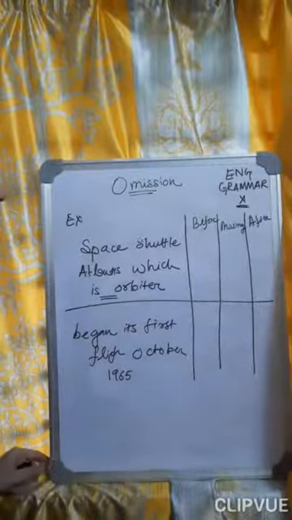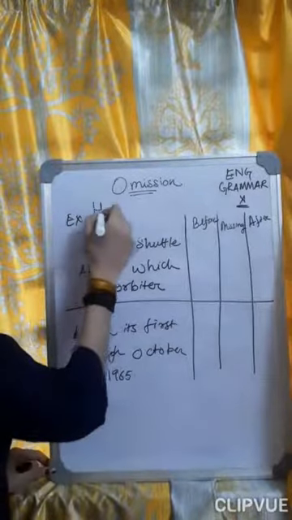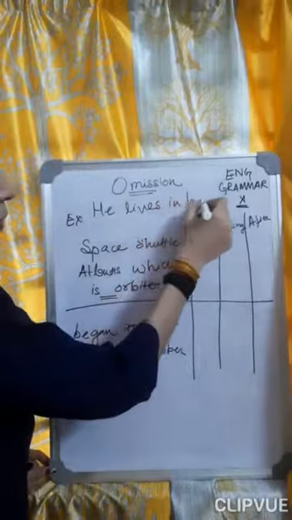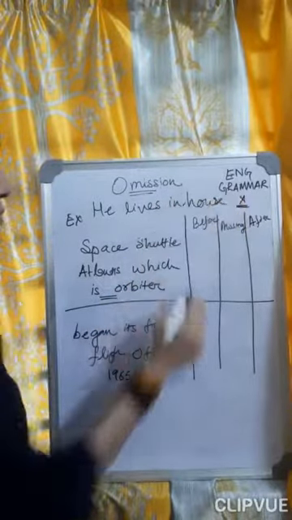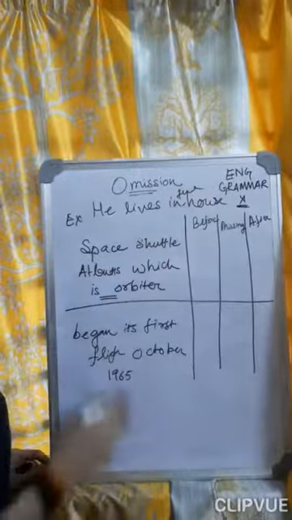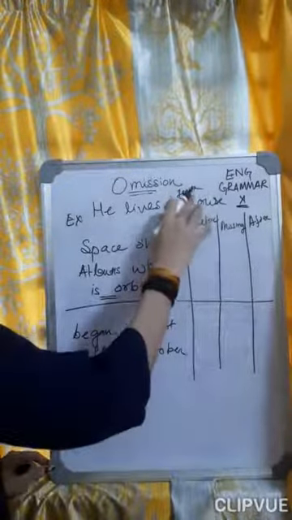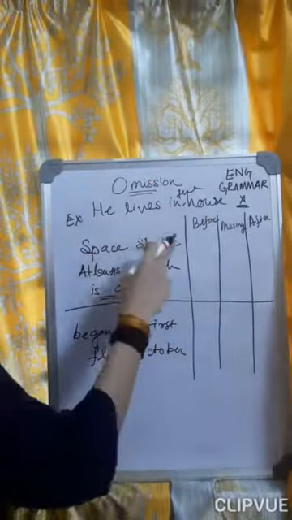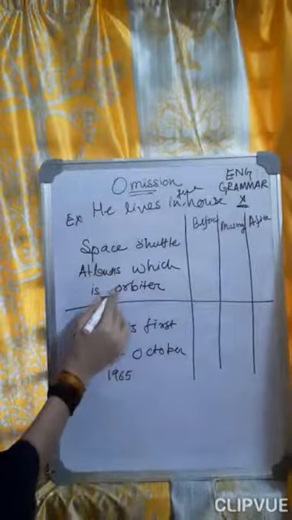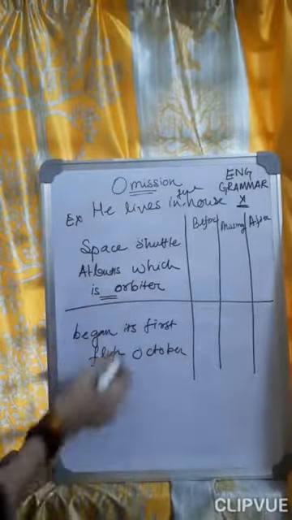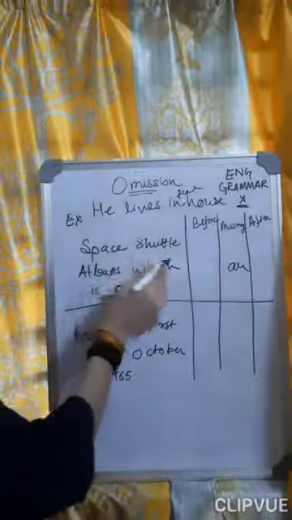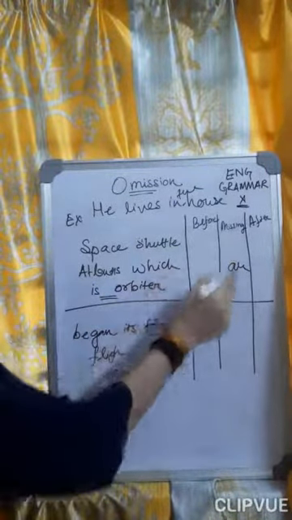When we write, he lives in house. Do we write like this? He lives in house. Or do we include something over here? He lives in the house. So what do we include? The. So here, when we know the house, then we include the over here. Similarly, we can include a or an before certain things. So here, as this is a vowel, what will we include here? An. So the missing word is an. Okay. So space shuttle Atlantis, which is an orbiter, and the missing word is an.